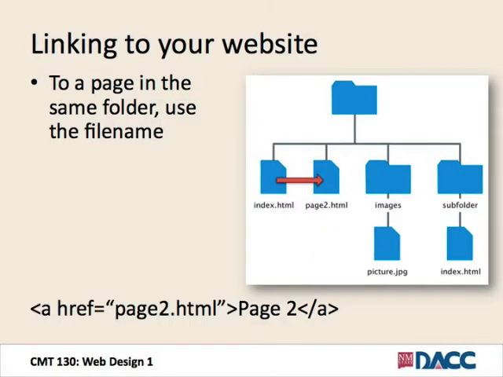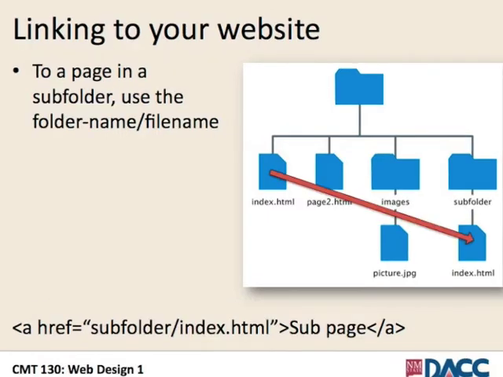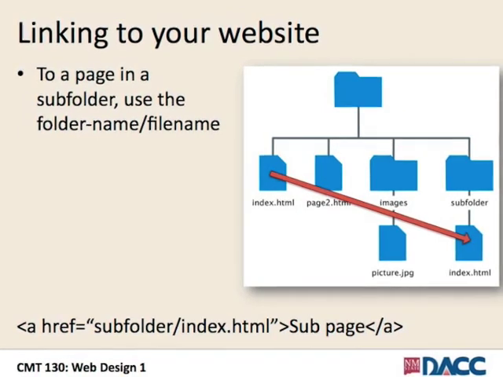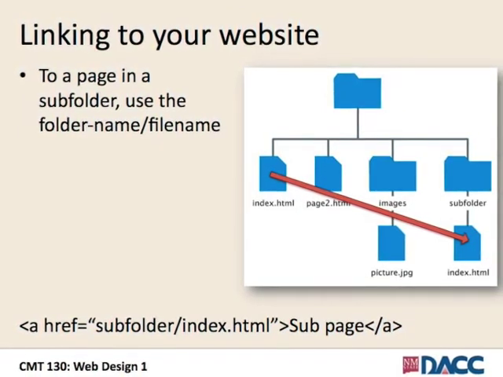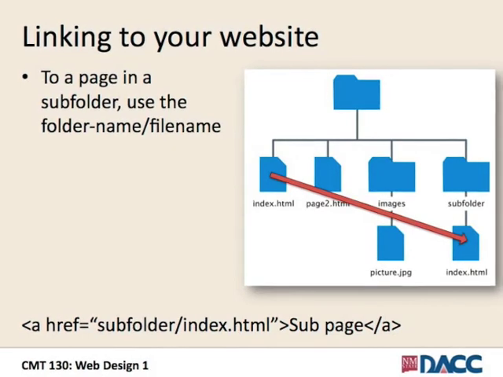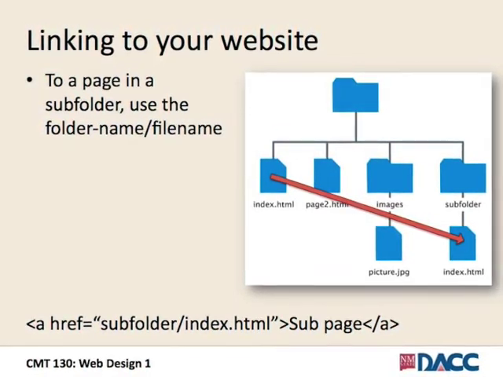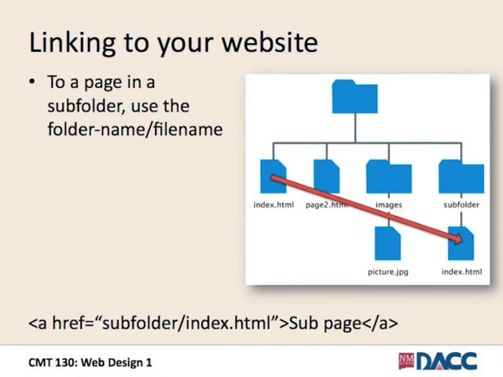To link to a page that's in the same folder, you use the file name. For example, if we want to link from index.html to page2.html, we would use page2.html as the value of the href. To link to a page in a subfolder, you use the folder name / the file name. For example, to link to the index.html page in the subfolder, we would use subfolder/index.html as the value of the href.